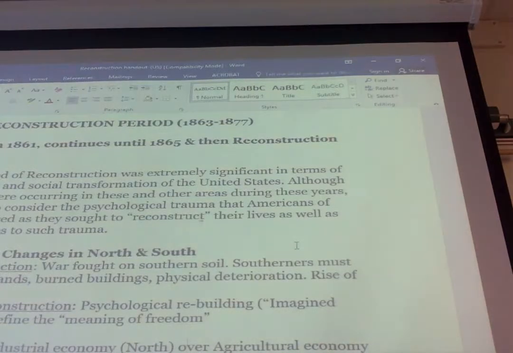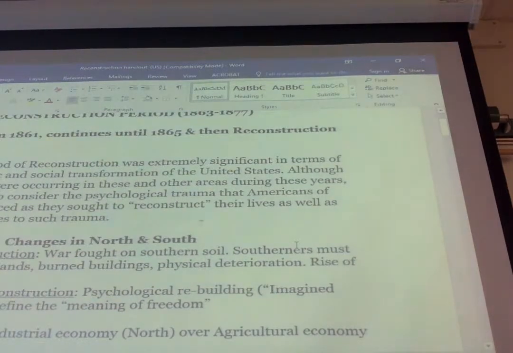But also, in addition to literal reconstruction, you're going to have a kind of metaphorical reconstruction. You have to psychologically put the pieces of the puzzle back together again. North and South have become two different nations. They have been killing each other for 4 years. How are they now going to say, you know what, no hard feelings? Are they going to be able to do that?